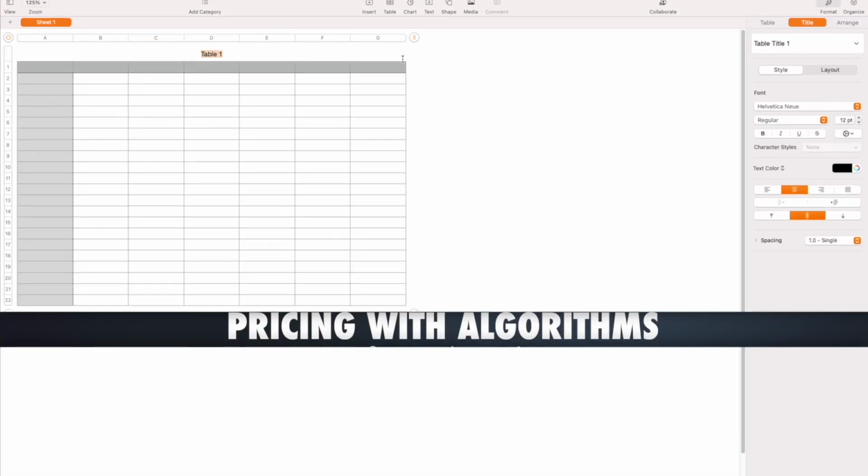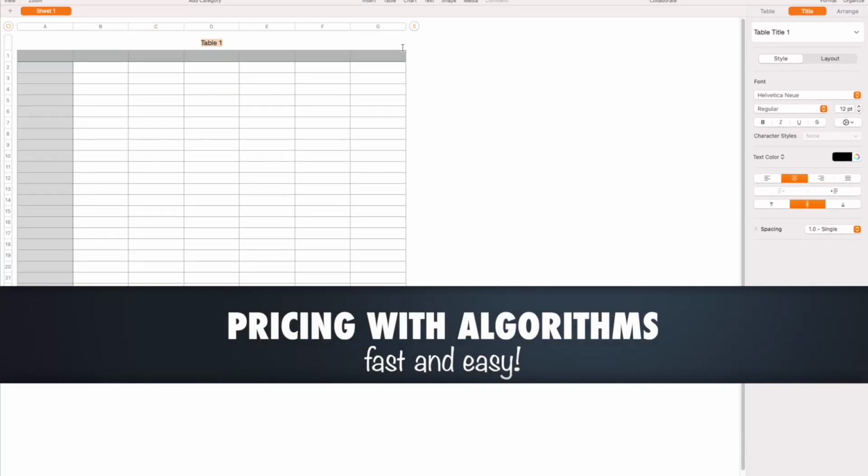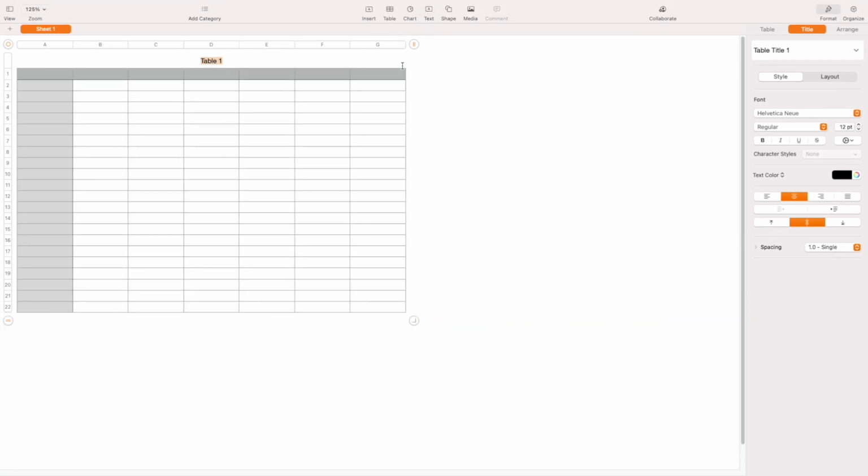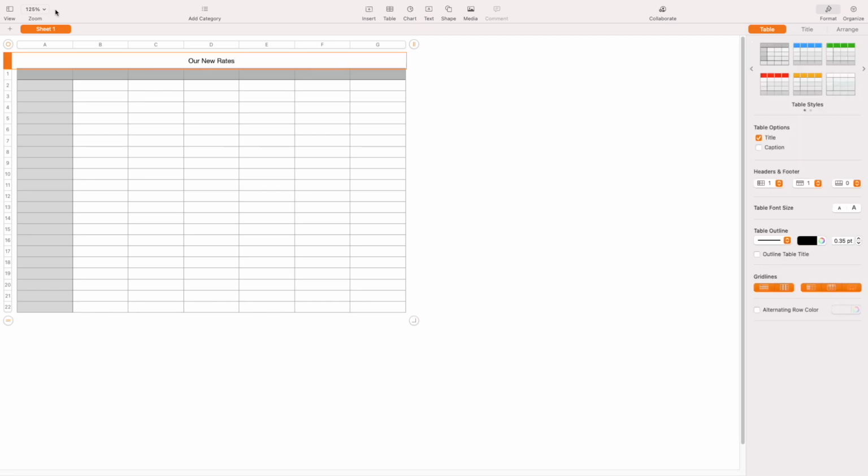So I'm in Apple Numbers, but this should work just as well in something like Google Sheets or Microsoft Office Excel or LibreOffice, their equivalent product. Really all we need is the spreadsheet function and the ability to use some specific mathematical formulas, which, there's nothing new or unique about Apple's formulas. It's all pretty well standard stuff you might have learned in high school even. So we're going to call this our new rates. And this is where we're going to do most of our work.